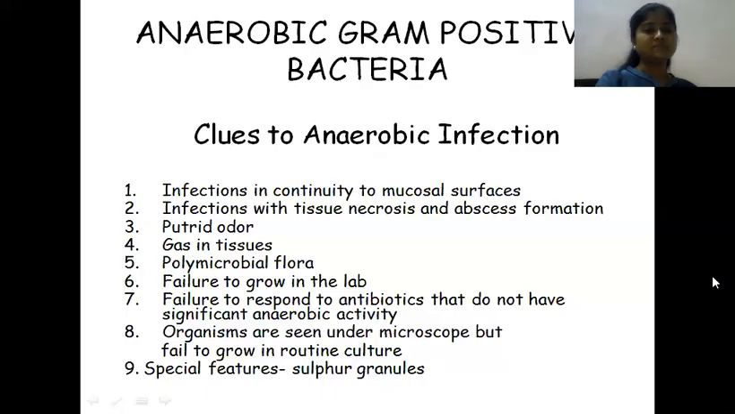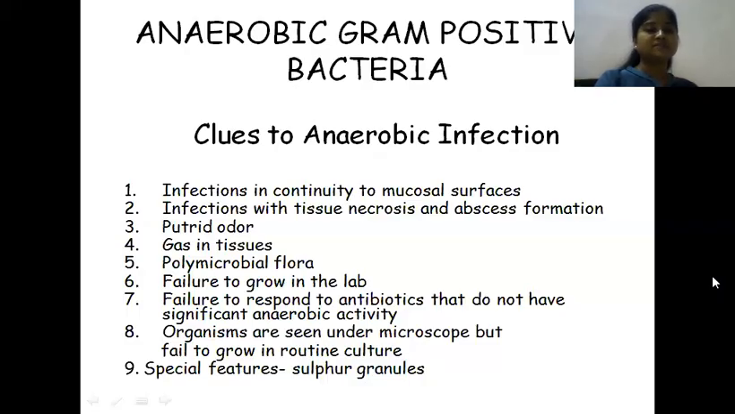That means at the same time, multiple organisms can be isolated, or multiple organisms can be associated with the wound. There is failure to grow in the laboratory under aerobic conditions. Routinely, we cultivate bacteria under aerobic conditions. So because these are anaerobes, these will not grow under aerobic conditions. So that indicates that maybe an anaerobe is present in the specimen. There is failure to respond to antibiotics that do not have a significant anaerobic activity.